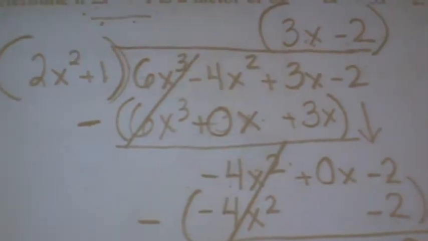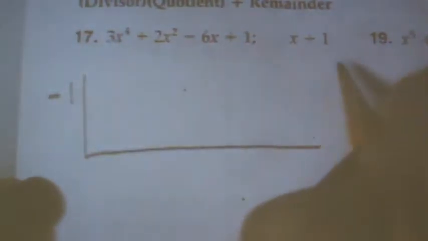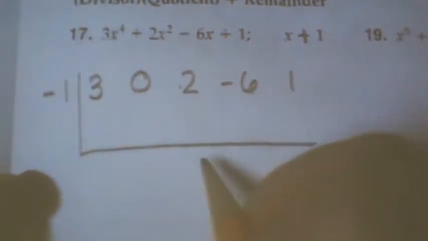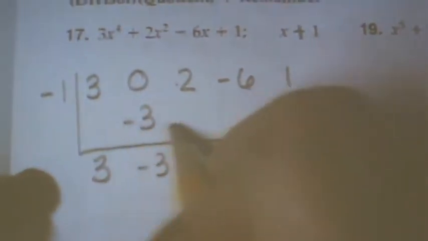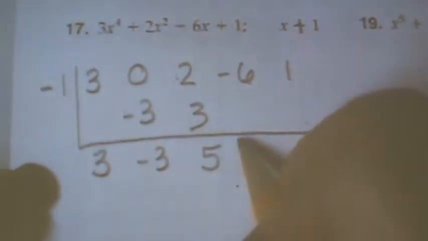Okay, so let's practice the next one. They want you to use either synthetic or long division on 17. Synthetic division's easier. Can I use synthetic division? Yes. Okay, what do I do? You're going to draw a little box. Outside of your box, you're going to put the negative 1, the opposite of that. And then what goes inside? 3, 0, 2, 6, 1. Okay, what do I do? Bring it down. Multiply.